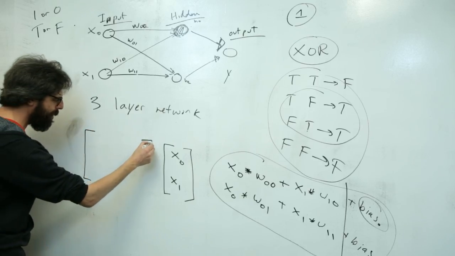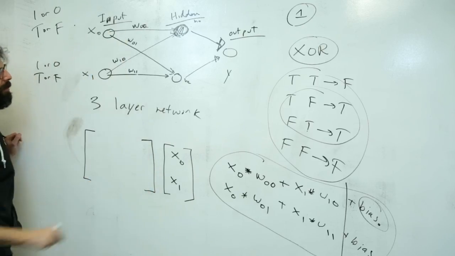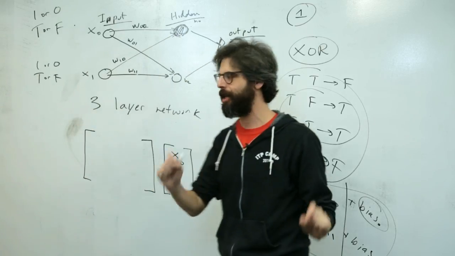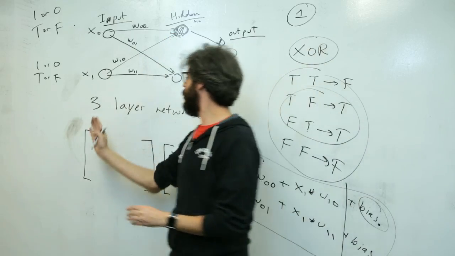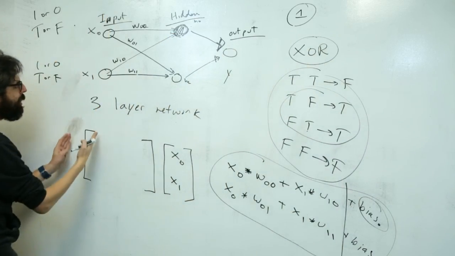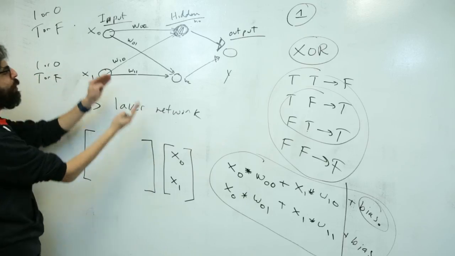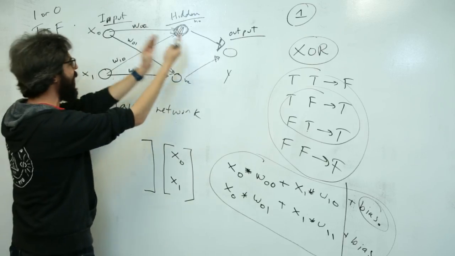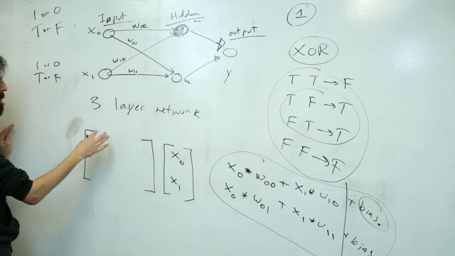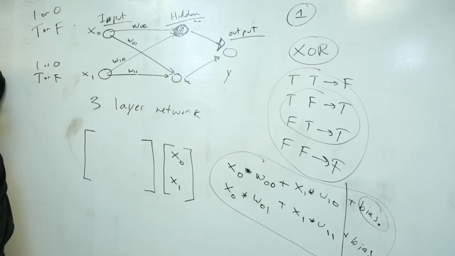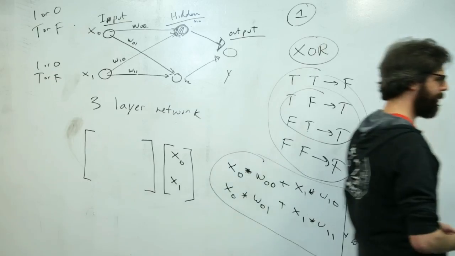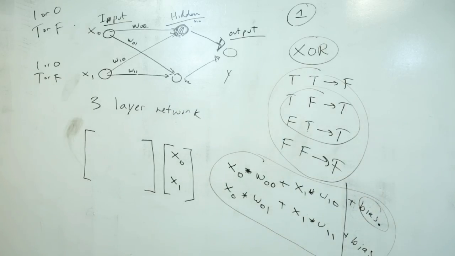What if I think about these weights as living in a matrix? If I have an input layer and a hidden layer, and I need a weight that connects every input neuron to every hidden neuron, then I have a matrix whose dimensions are... pause. Let me think about this.